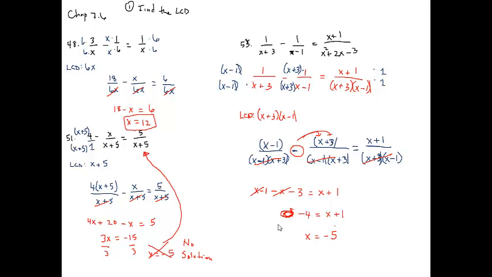And let's quickly plug it back in and make sure it works with no issues, because remember, we do not want to divide by 0. We plug it into the first, yep, we're good to go. The second, we're good to go. And the last will be good to go. Therefore, x equals negative 5 is the answer.